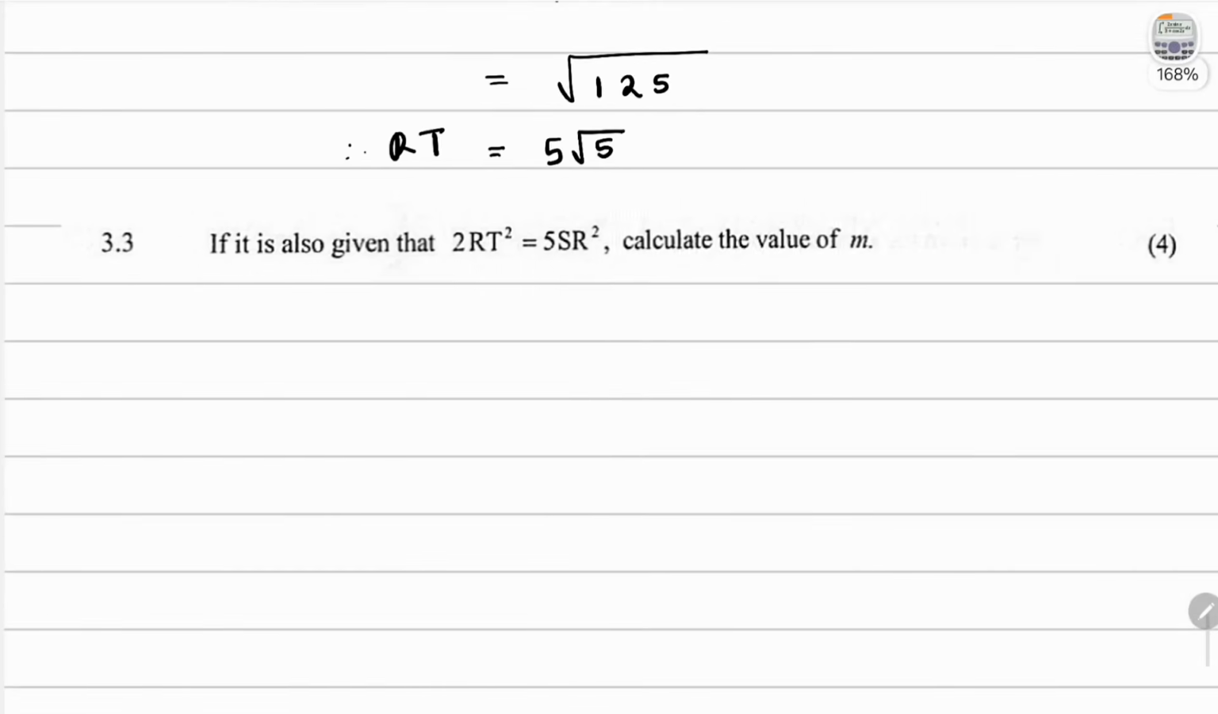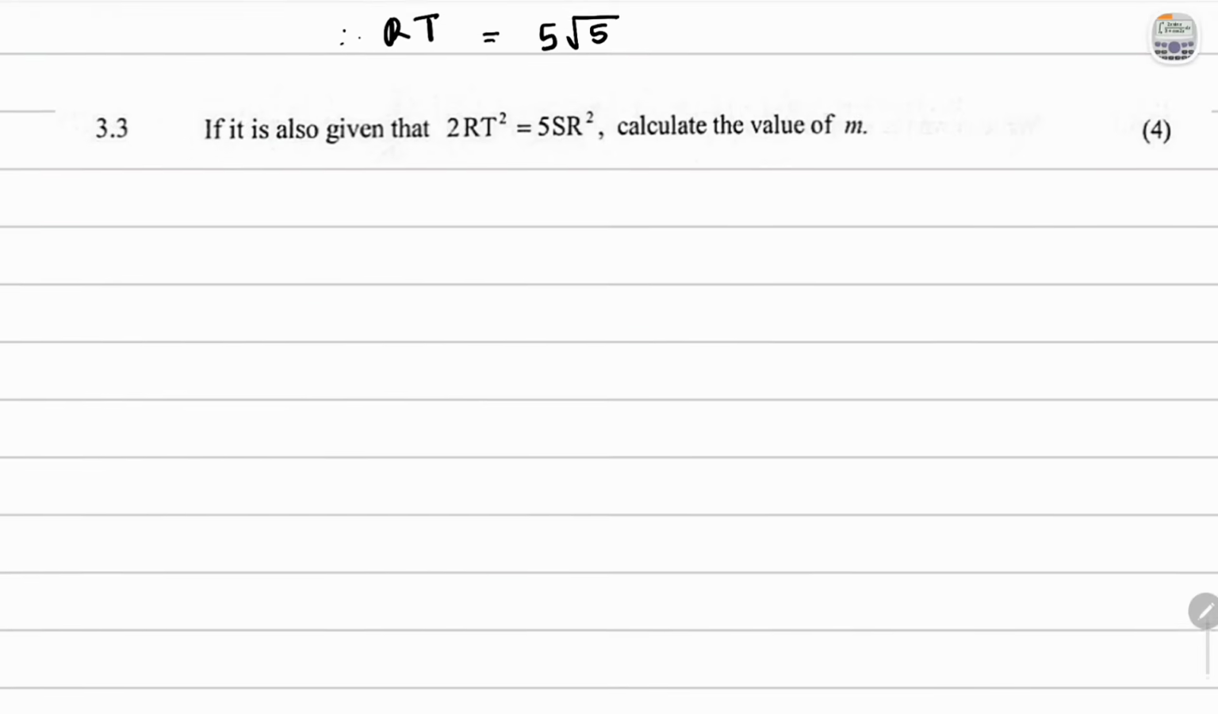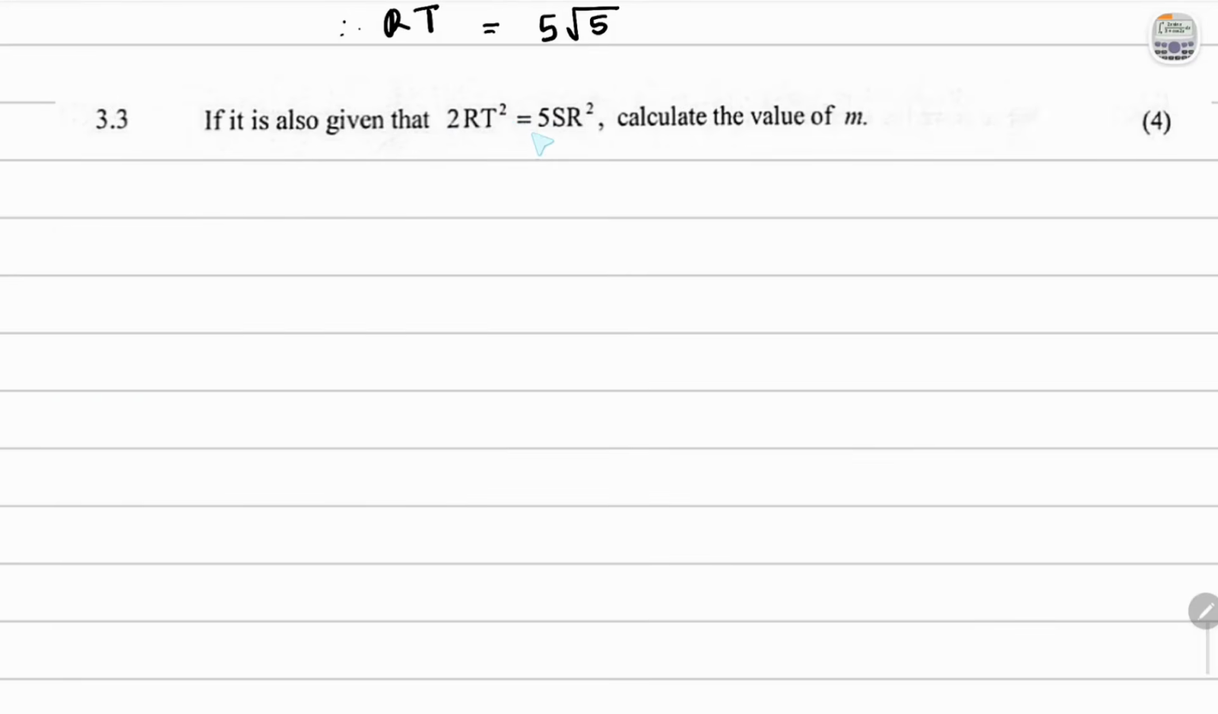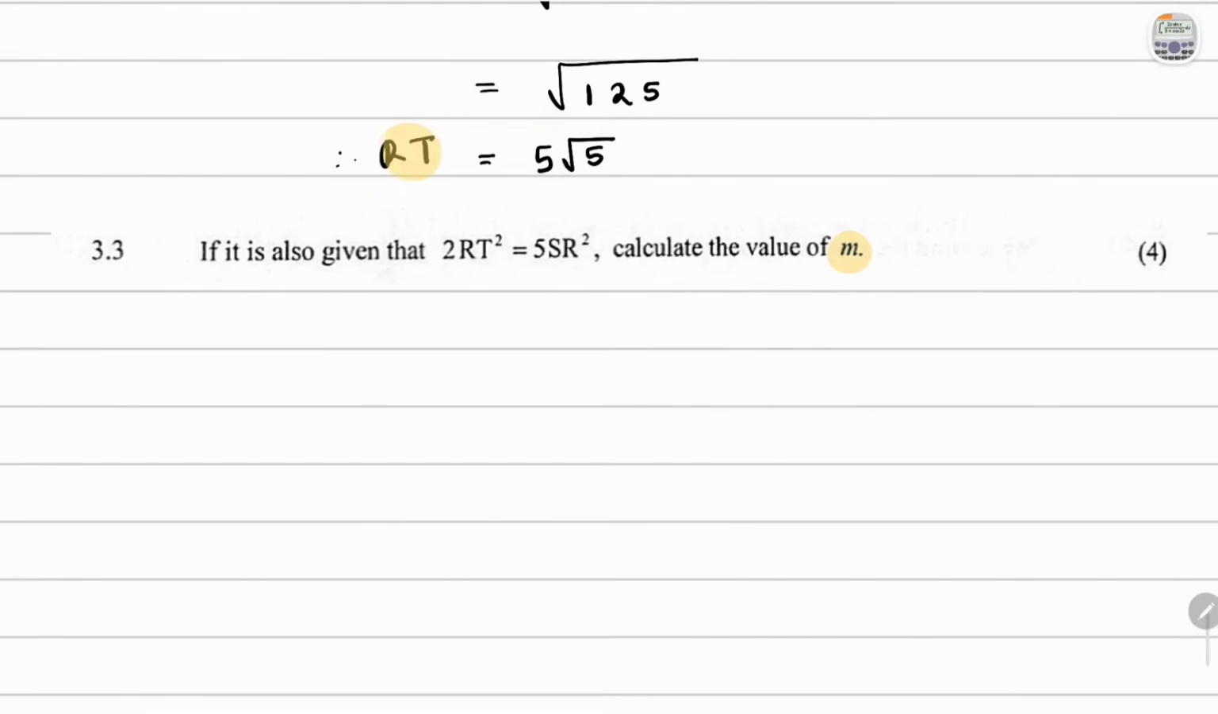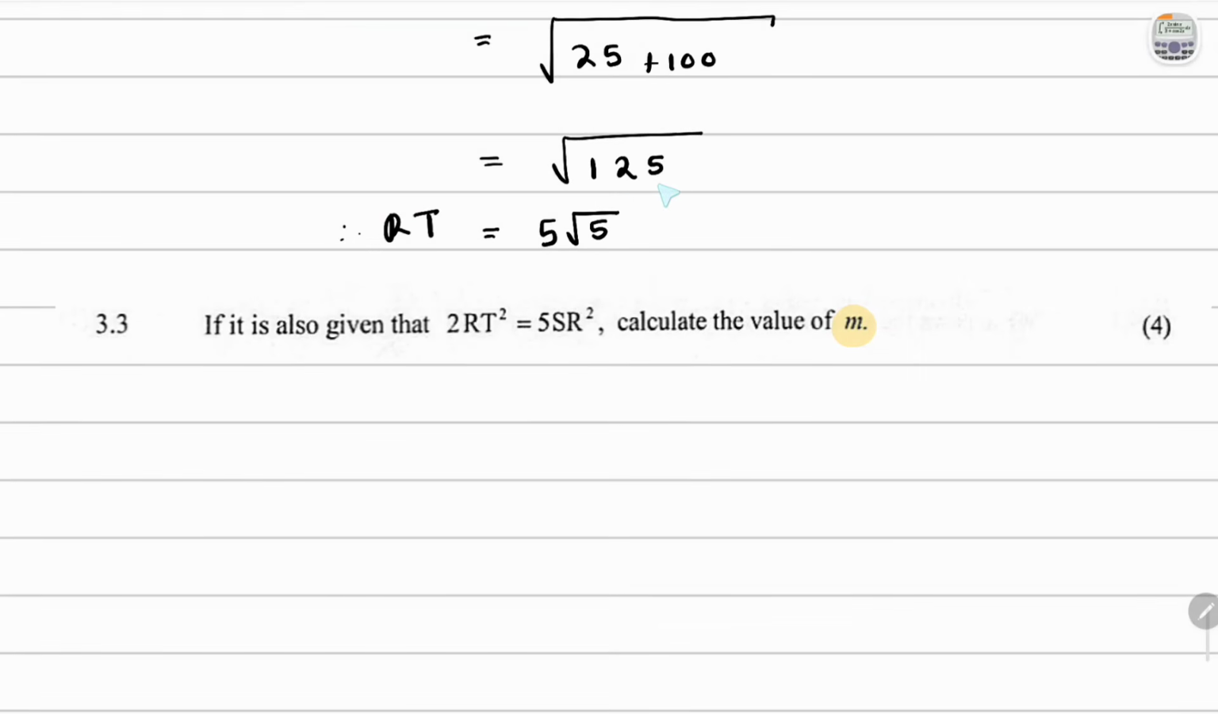The next question, 3.3, says, if it is also given that 2RT squared is equal to 5SR squared, calculate the value of M. So let's see what they're speaking about, RT and SR. We already have RT, so we just have to square that. If you square that, it's just going to give you 125, because this was already RT. Had you squared both sides, you'd have cancelled that root. So all we have to focus on is SR.